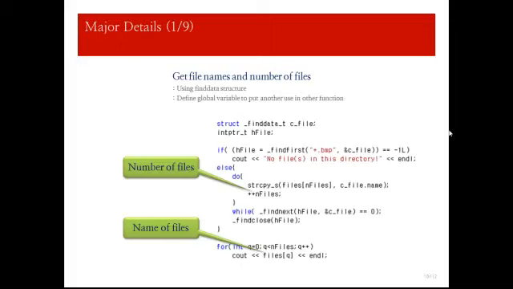From now, I will explain major details of my program source code. First, get file names and number of files. I use a find data structure and define global variables to use in other functions. In the source code, you can see an n files variable, the number of files, and a files variable, which is a character array that stores the names of files.